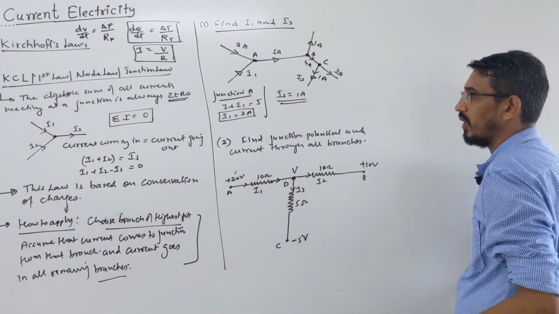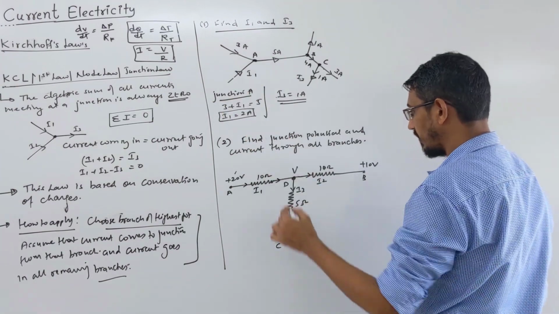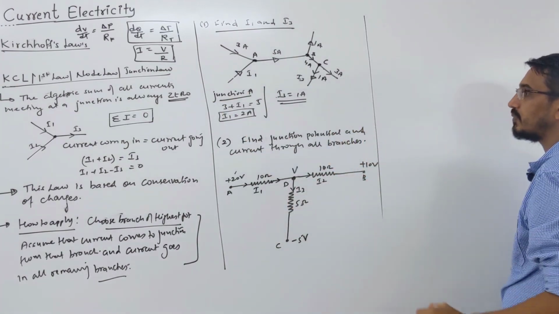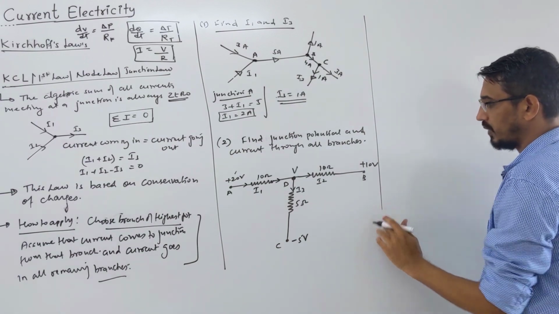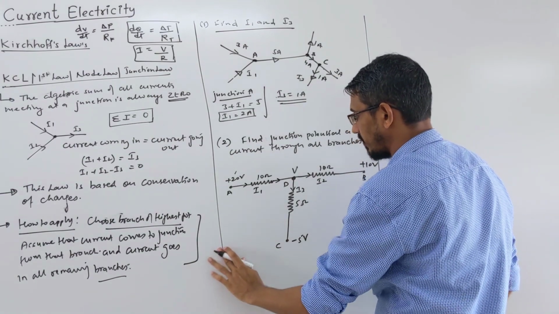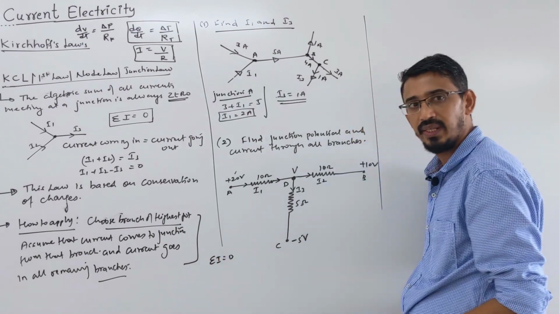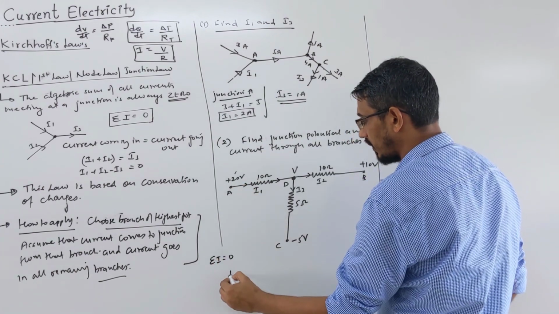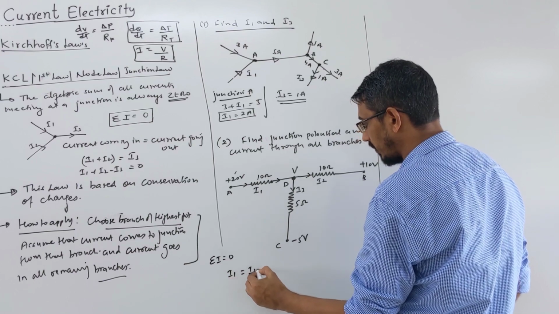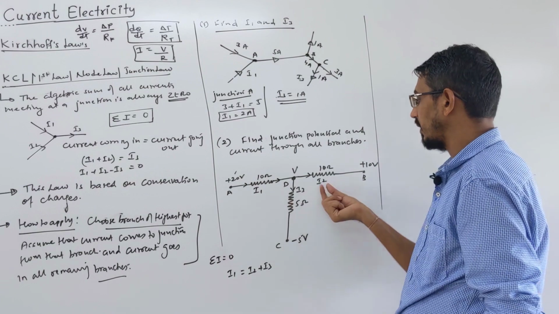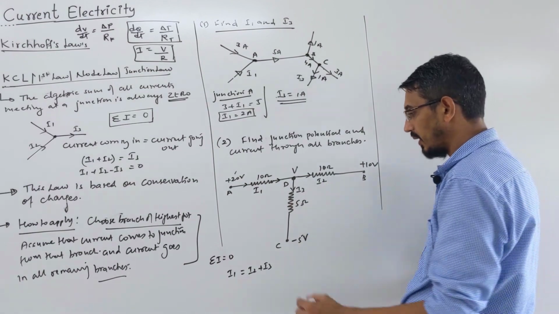Now we apply Kirchhoff's first law. Apply Kirchhoff's first law here. I am writing here to save space, so watch it. Look here, the sum of all currents should be 0. Clear? It means the current coming in, I1, should be equal to I2 plus I3. Correct only? Current coming in is I1, current going out is I2 and I3.